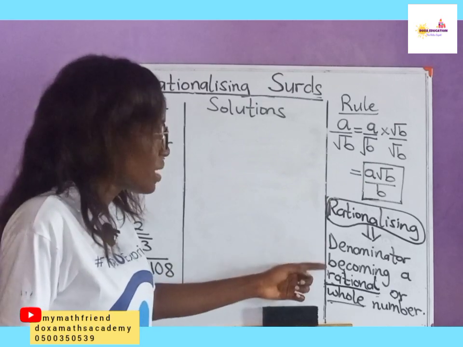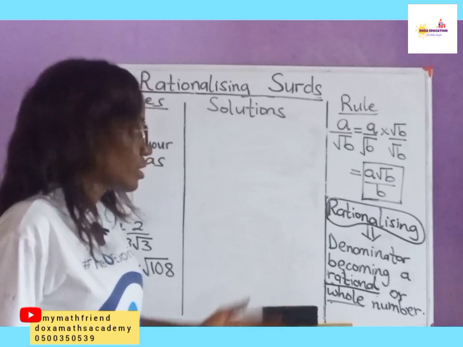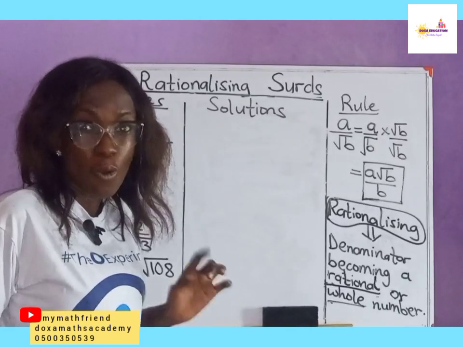What does it mean to rationalize surds? It means the denominator becoming a rational or whole number. Right from the board, the denominator becoming a rational or whole number.